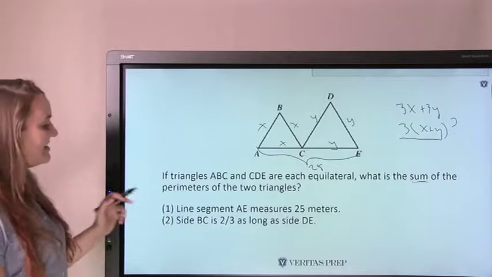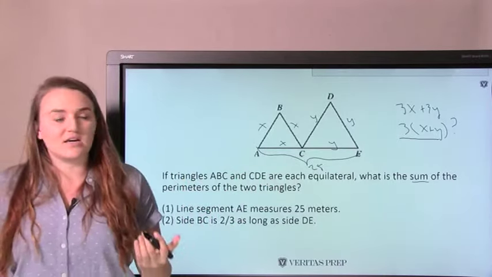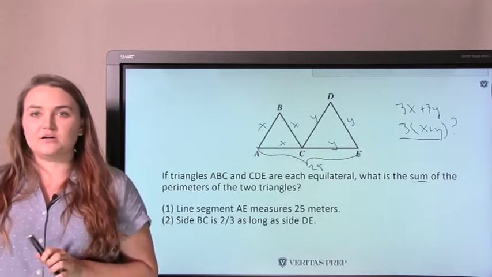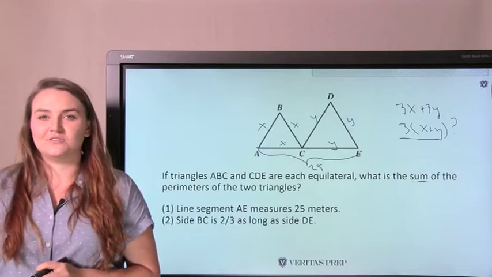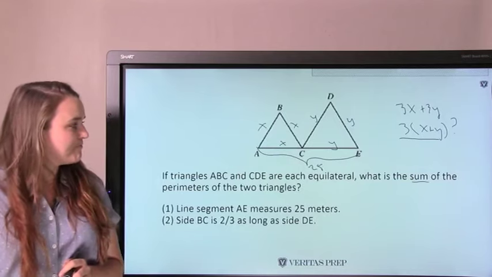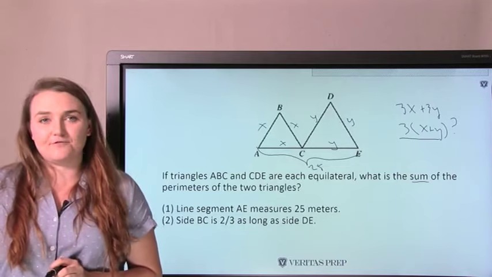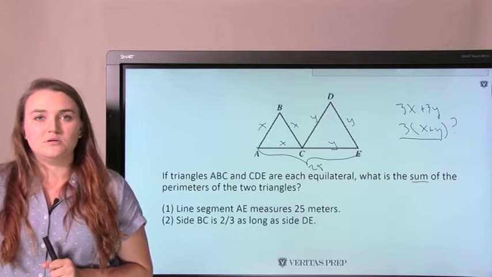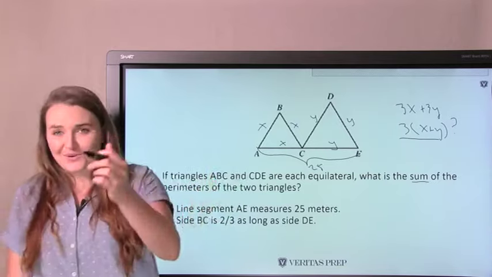Because if line segment AE measures 25 meters, what has that told us in the context of the algebra we've built here? What does 25 correspond to? Anyone have thoughts for me? If AC plus CE gives me 25, well then 25 corresponds to my value x plus y.